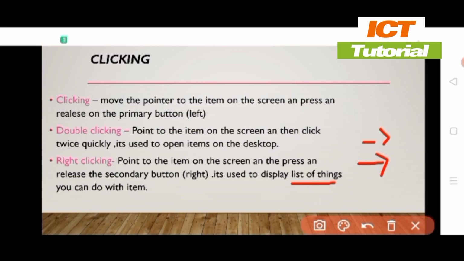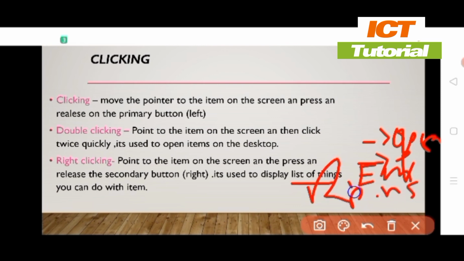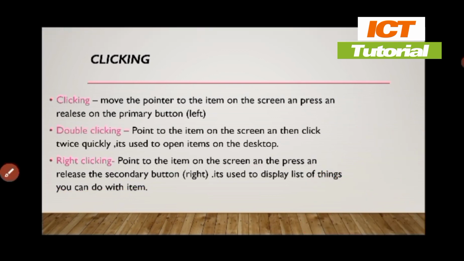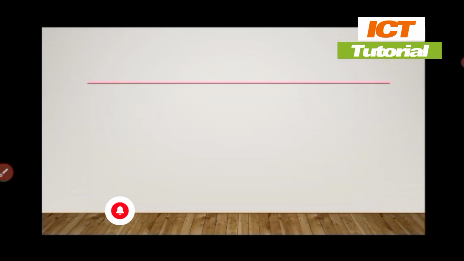Yeah, it will show you that you can either open it, or you can empty the recycle bin. For example, I'm talking of the recycle bin, you can empty it. That is the list of things you can do. You can pin to start, or you can rename it, or you can check out the properties of that item. So that's the list of things you can do with that item when you right click, that is when you press on the secondary button. And that is the point when we come to the clicking.